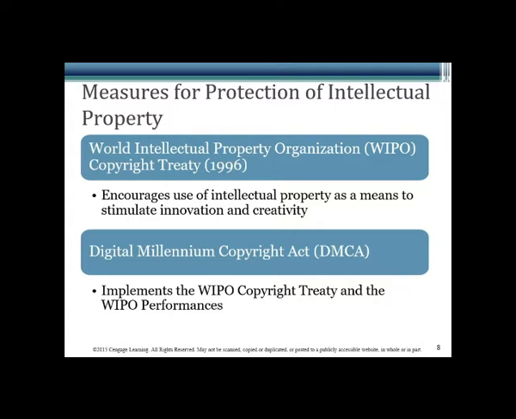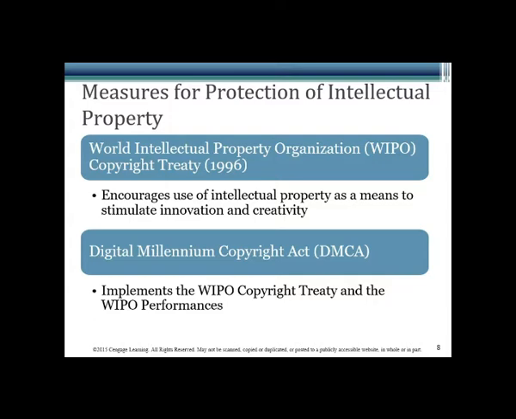The Act is divided into the following 5 sections. Title 1, WIPO Copyright and Performances and Phonograms Treaties Implementation Act of 1998. This section implements the WIPO treaties by making certain technical amendments to U.S. law in order to provide appropriate references and links to the treaties.